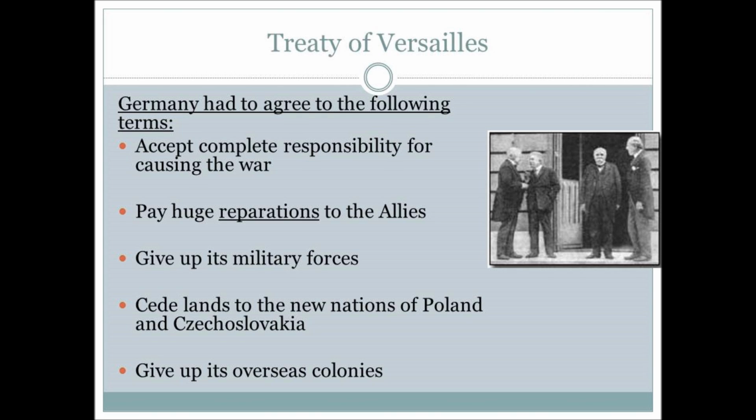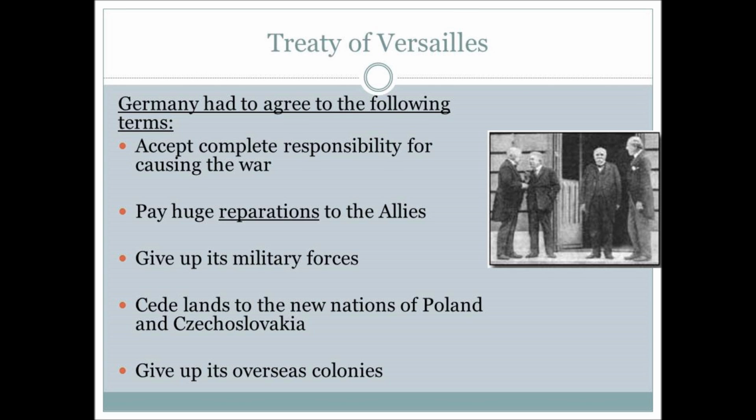So parts of Germany were basically taken and new lands were made out of them. And I want you to pay attention to this one. Circle it, highlight it, underline it, whatever you got to do, because you're going to see that this is going to become the focus of Hitler's reasoning behind taking these territories back before World War II. And they had to give up their overseas colonies.